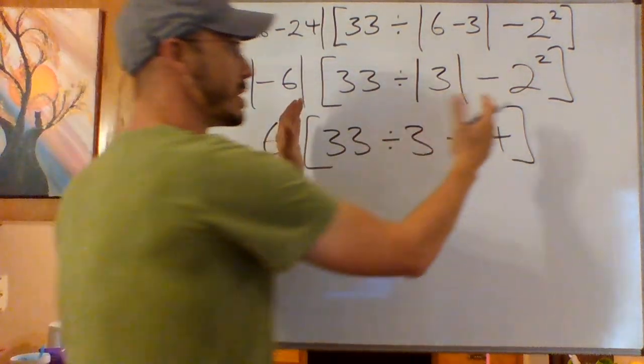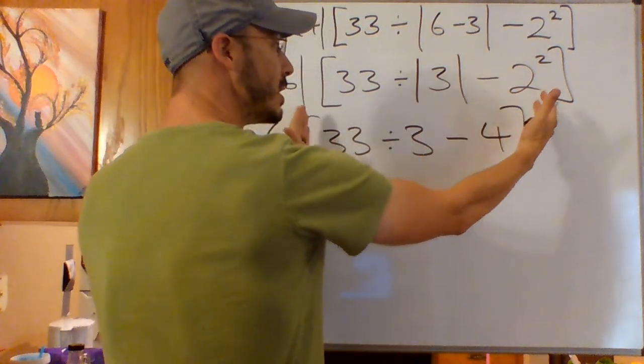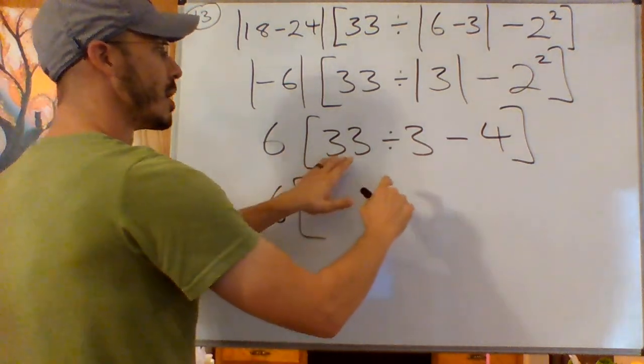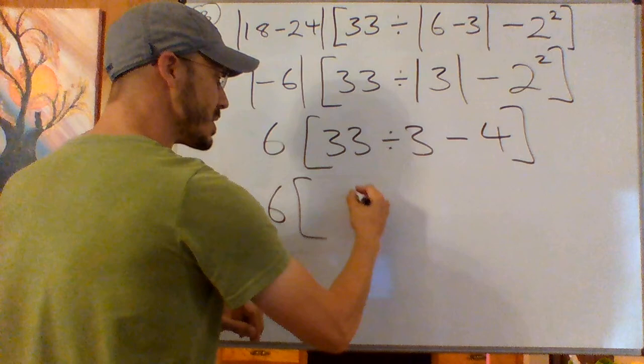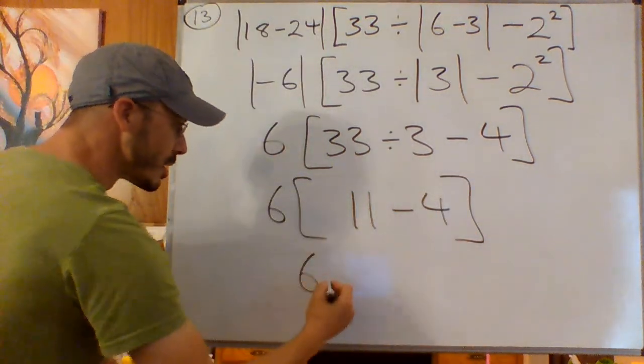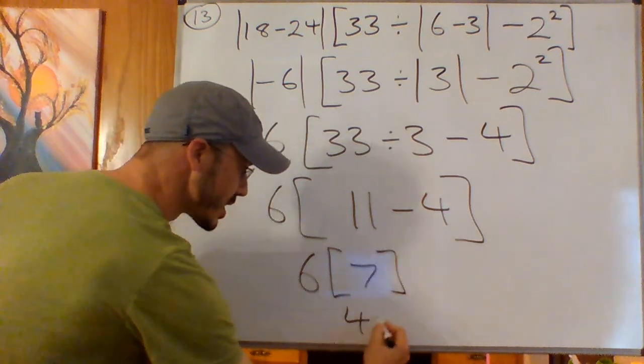Now I've got to work in this grouping symbol. There's nothing to do here, but these are grouped. And in here, division comes first, so this is going to be 6 times 33 divided by 3 is 11, and then 11 minus 4 is 7, and 6 times 7 is 42.